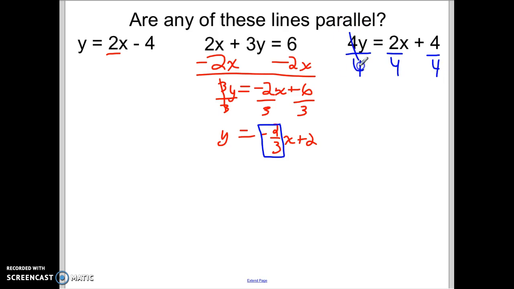And when we do that, the 4's cancel out, leaving me with just y. I also have the fraction of 2/4, which can also simplify to 1/2, and then we have the x. 4 divided by 4 is 1. So my equation of y equals 1/2 x plus 1 would not be parallel to y equals 2x plus 4. None of the equations are parallel because none of them have the same slope.